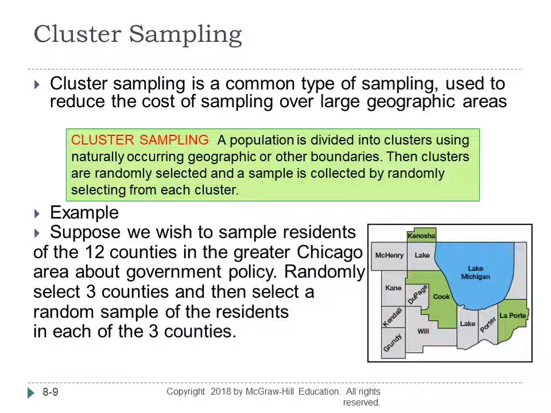So randomly select 3 counties out of the 12 counties, and then from each county you can select a random sample of the residents in each of the 3 counties. This is now an example of a cluster sample.